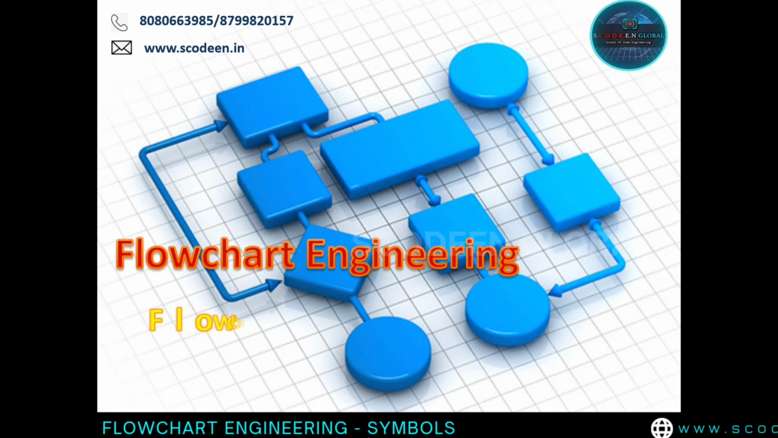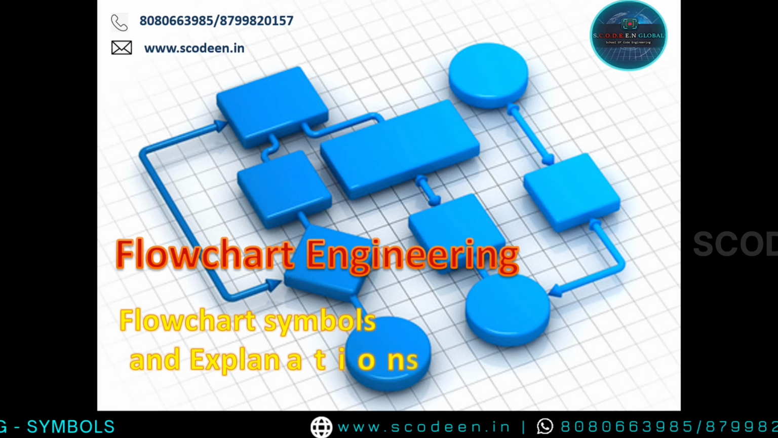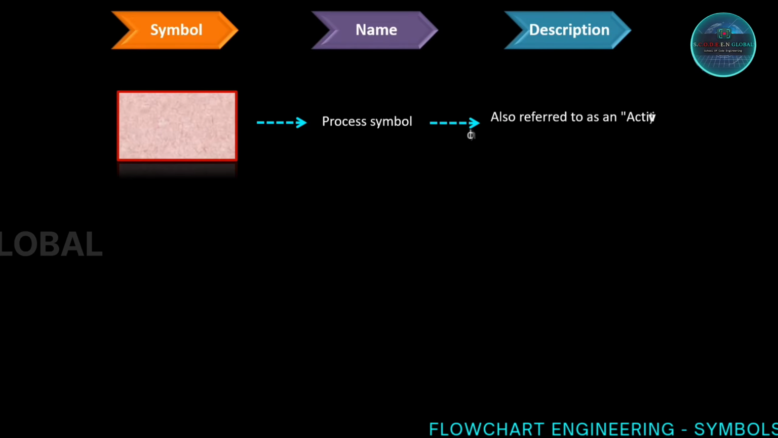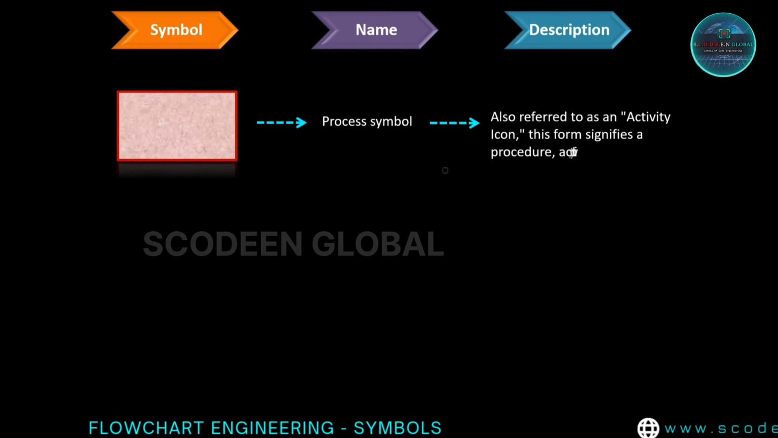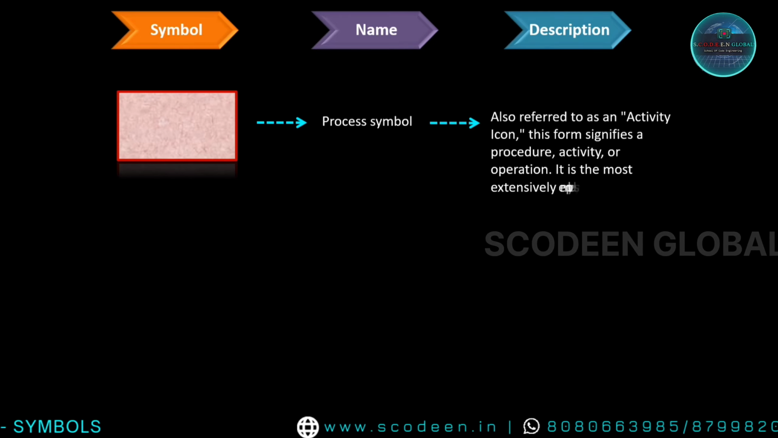In this tutorial, we will cover flowchart symbols and their detailed descriptions. The rectangle shape is known as the process symbol. Any event, any activity, any operation you do will be represented with a rectangle shape.